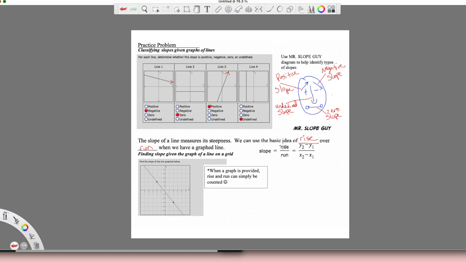Figure out how far up do we go, up or down, and then how far right or left do we go. So rise represents up and down, run represents right and left. And the actual calculation looks like this. So really what we're doing when I say how far up or down did I go is I'm subtracting the two coordinates from each other.